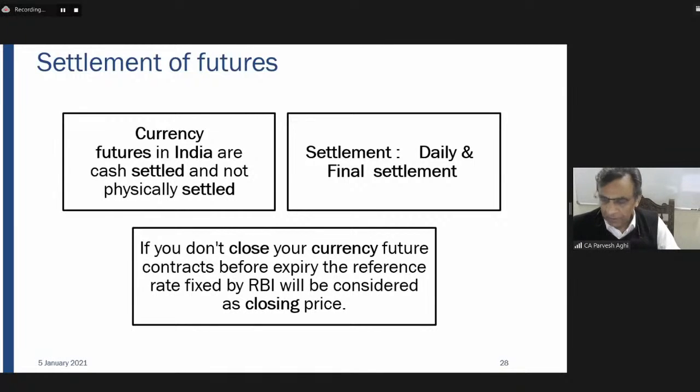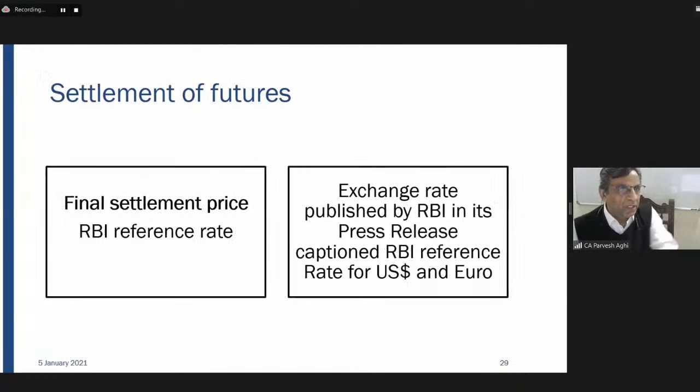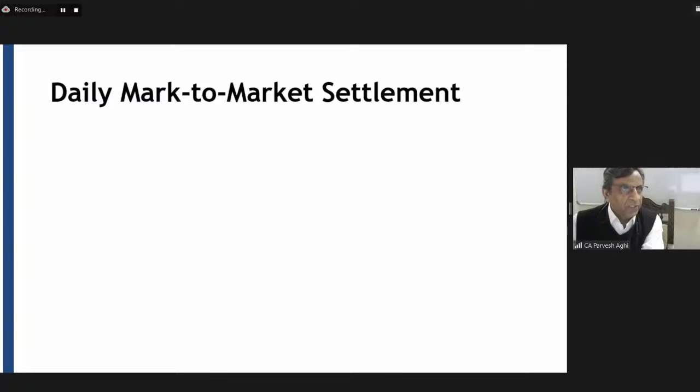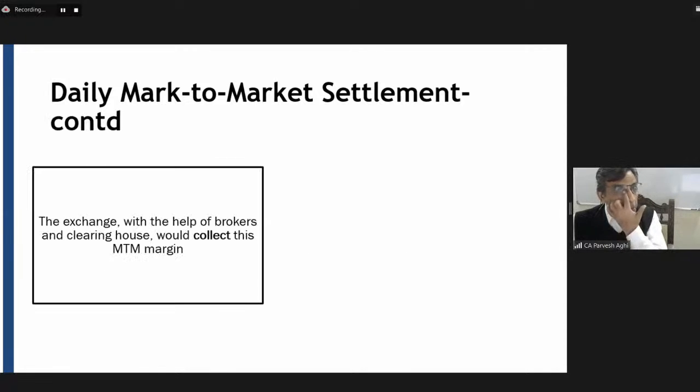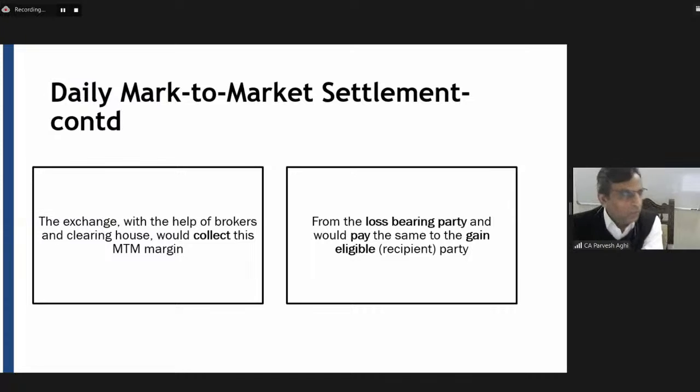Okay, fine. Then the final settlement price is the RBI reference rate, the exchange rate published by RBI in its press release all the time for these currencies. Then there is a daily mark-to-market settlement, which is basically to make sure that there is no default happening, and there is no counterparty risk, which is actually present in forward contracts. So the profits are given to the person who's making money, and the loss-bearing party would pay them out.